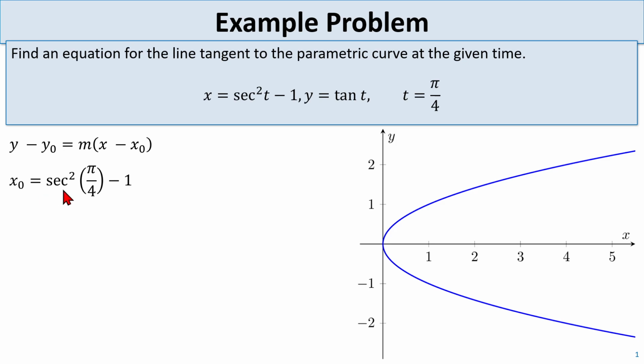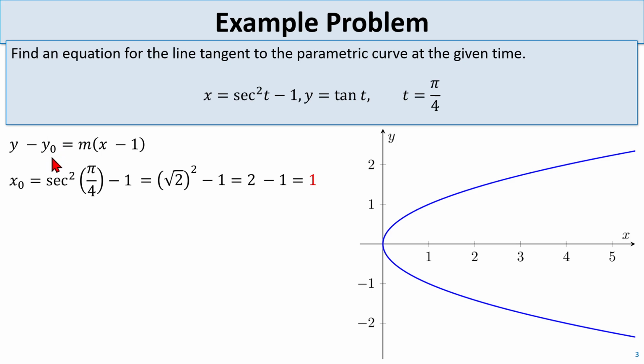So when we plug in t equals pi over 4 into our equation for x, we get secant squared of pi over 4 minus 1. And if you numerically calculate this, it ends up simplifying down to 1. So we now know that the x0 value is 1. Let's replace that.